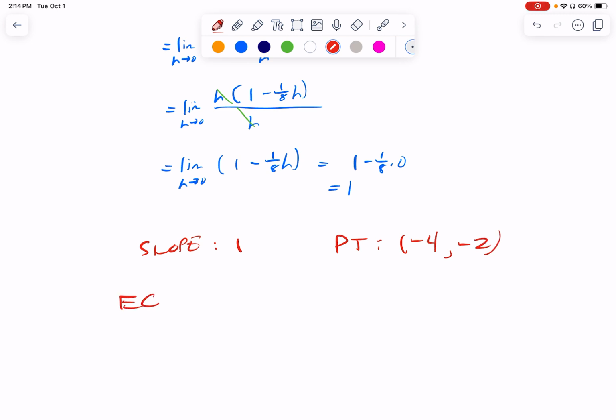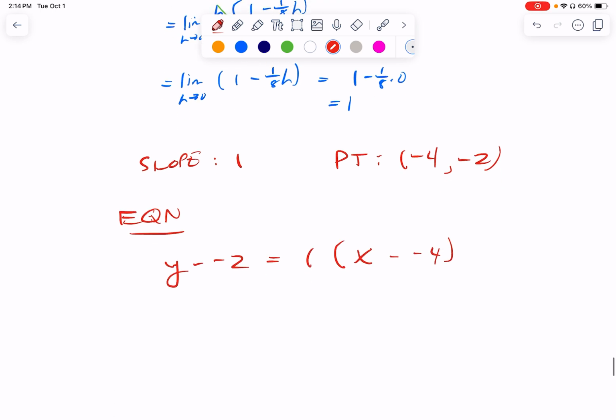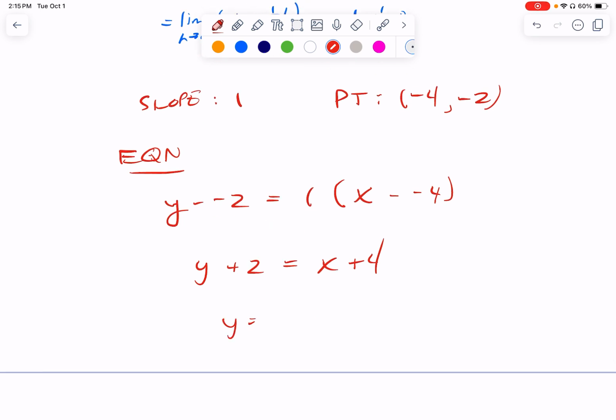So we want an equation for that line, and I'm just going to do point slope form. Y minus my given y coordinate is slope times x minus my given x coordinate, which simplifies to y plus 2 equals x plus 4. Might as well simplify some more. We get y equals x plus 2.